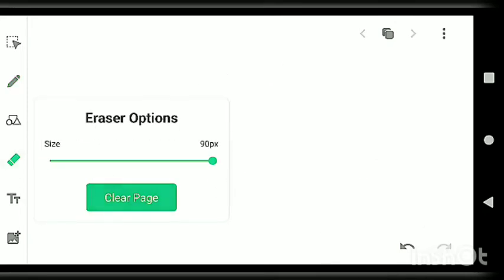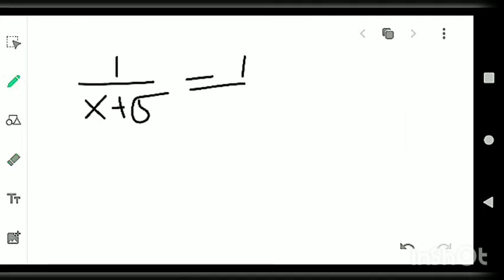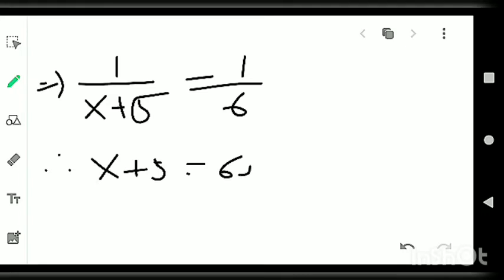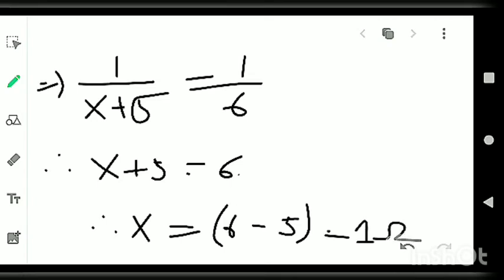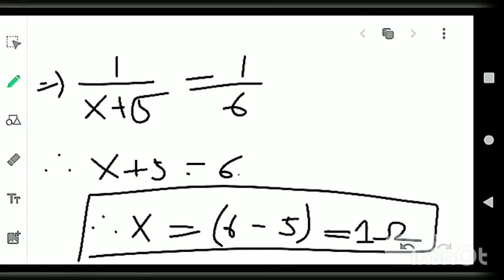So let's solve out the last part. 1 by x plus 5 equals 1 by 6. That's what we reach at the end. Hence, x plus 5 equals 6. Hence, the value of x is 6 minus 5, that is 1 ohm. So, hence, the unknown resistance we get is 1 ohm. Clear?